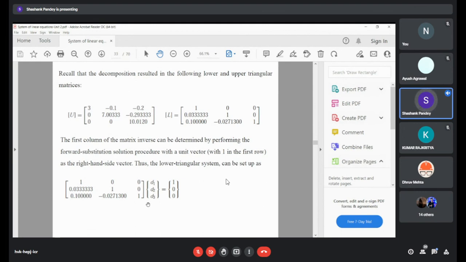If we wish to cross check our calculation, we know the process: A into A inverse gives us an identity matrix. Okay, understood.